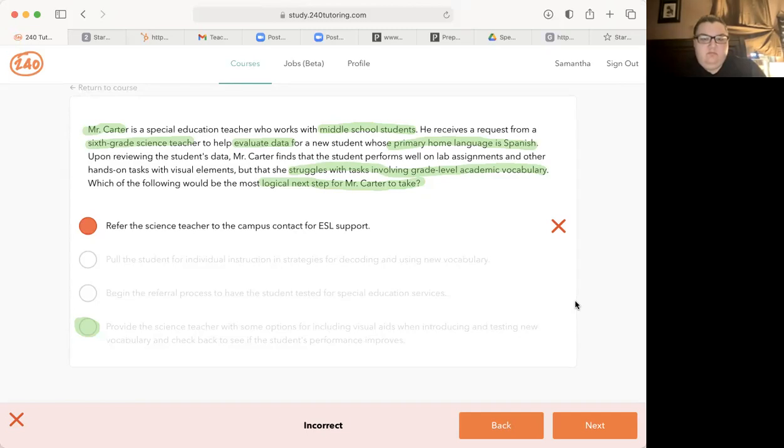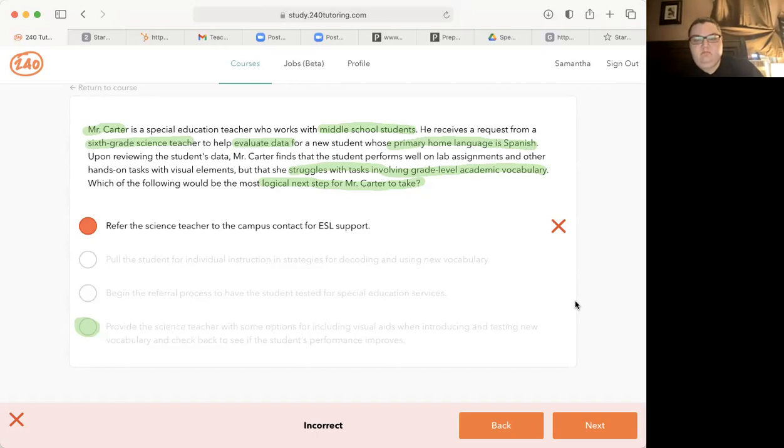But I would say, and you see how it says some options for including visual aids. You must always include visual aids when you are introducing new vocabulary. A lot of our students, and especially sixth graders, are just beginning at that time to really get a handle on thinking things abstractly. Up until that point, they've been very concrete learners. I need to see things hands-on. I need to touch this. I need to watch the plant grow in order to understand the different processes of it.